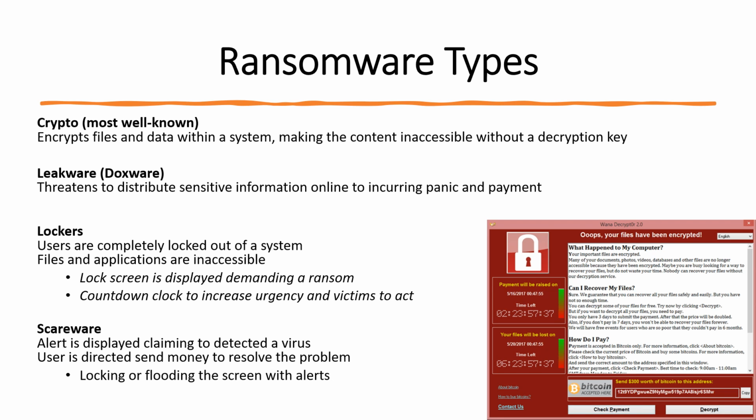The most common ransomware types are: crypto, which encrypts files and data within a system, making the content inaccessible without a decryption key; leakware, which threatens to distribute sensitive information online to incur panic and payment; and lockers, where users are completely locked out of a system and files and applications are inaccessible. A lock screen is displayed demanding a ransom, and often includes a countdown timer or clock to increase urgency and push victims to act. And scareware.